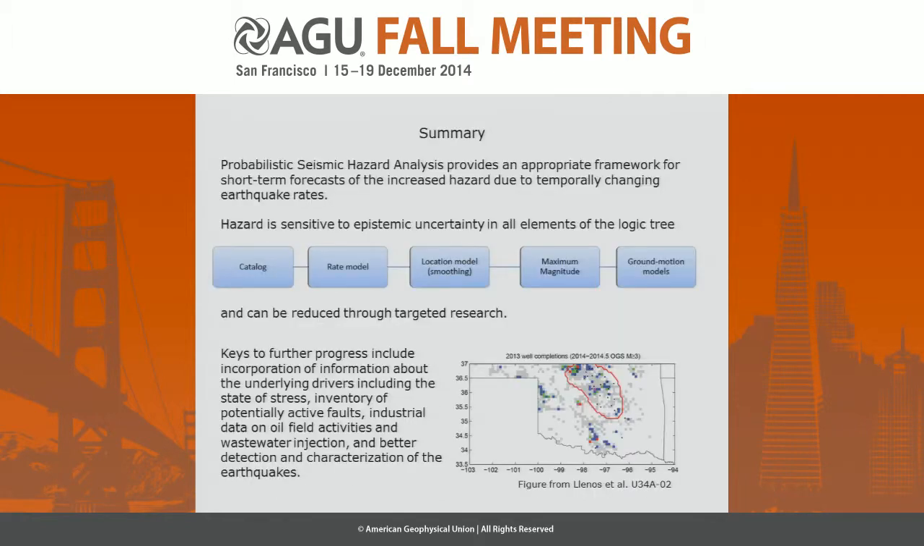So in summary, probabilistic seismic hazard analysis, we think, provides the appropriate framework for developing short-term forecasts of this increased hazard. Our estimate of the hazard is currently very sensitive to the epistemic uncertainty in our models. We need to work on all of these, but targeted research, I think, is really moving forward in terms of reducing the uncertainties here.